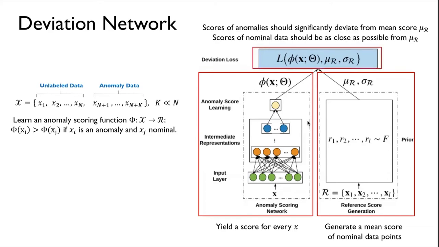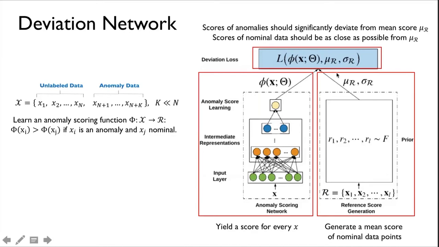The third component is the loss function. The goal they want to achieve with this loss function is that the scores of anomaly data points should deviate significantly away from the mean score of the nominal data points, which is the mean value here. And on the other hand, the scores of the normal data points should be as close as possible to this mean value.